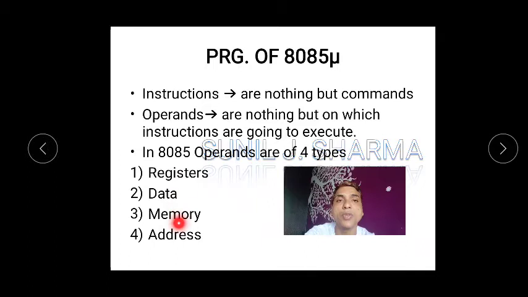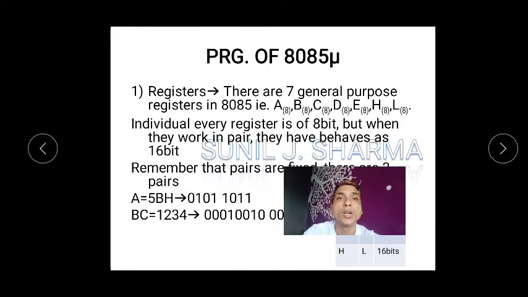So remember that we have four types of operands. Now first we will talk about registers. There are 7 general purpose registers. General purpose means they will be used not only for calculations, but for other purposes also. So there are 7 general purpose registers: A, B, C, D, E, H, L. So don't go till Z.